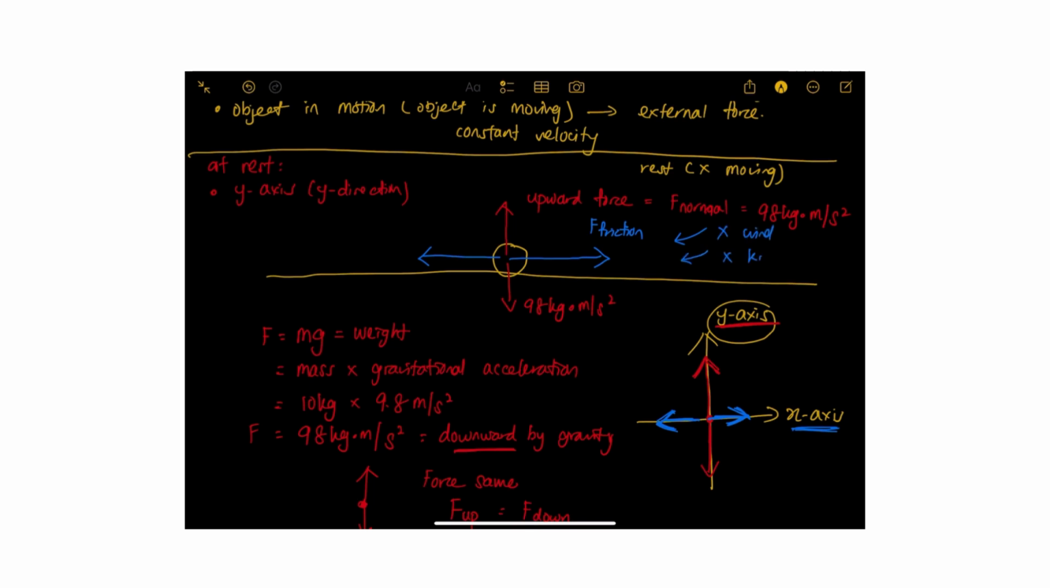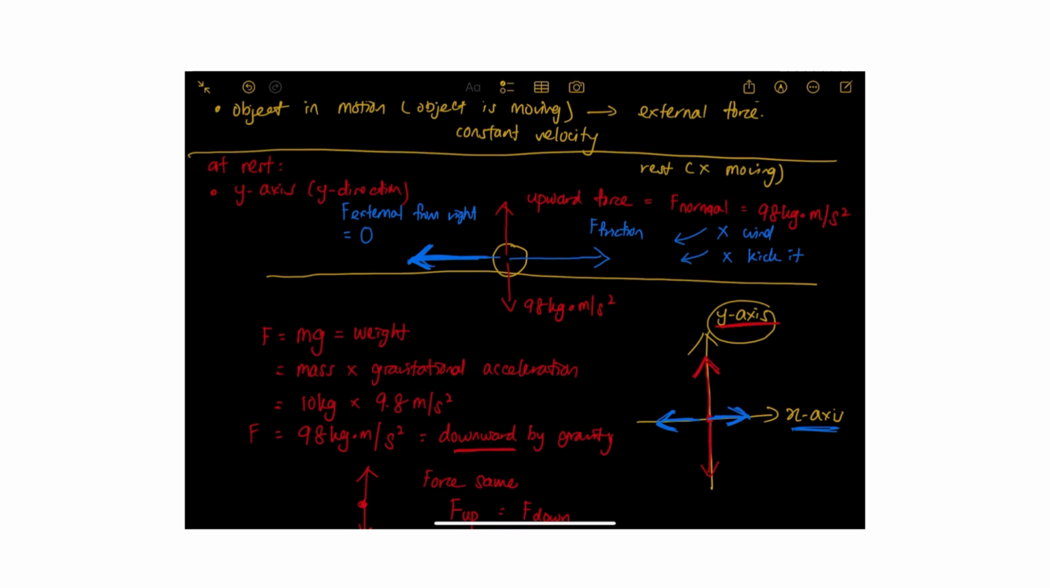And I do not kick it. If there is no wind at the right hand side direction, or I do not kick it from the right hand side direction, I would say this arrow here, the external force is 0. F external from right hand side to left hand side equals to 0. Because I don't have any force that causes it to move.